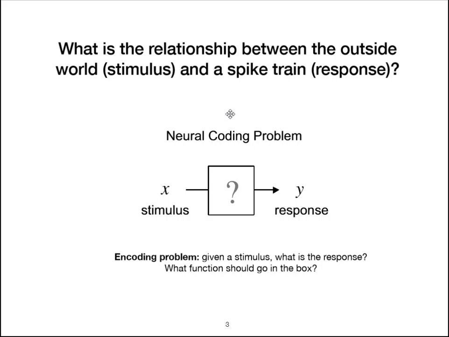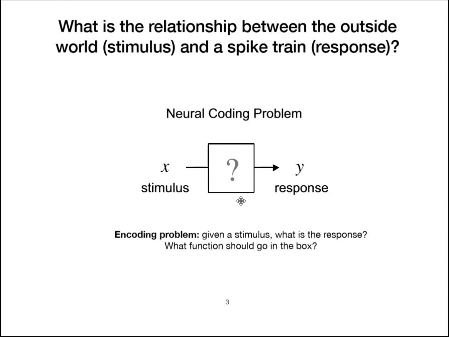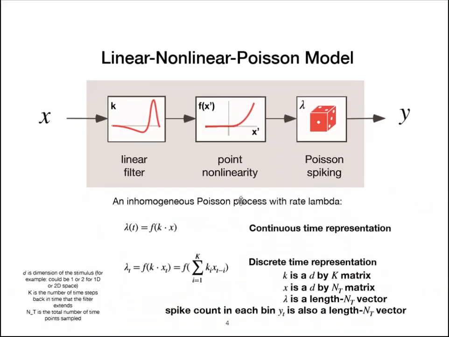So we can simplify the neural relationship as a stimulus X going into some black box, and we get some sort of output Y, which is the response. The hard question is, what's in the black box? One of the models is called the Linear-NonLinear-Poisson model, or in short, the LNP model.